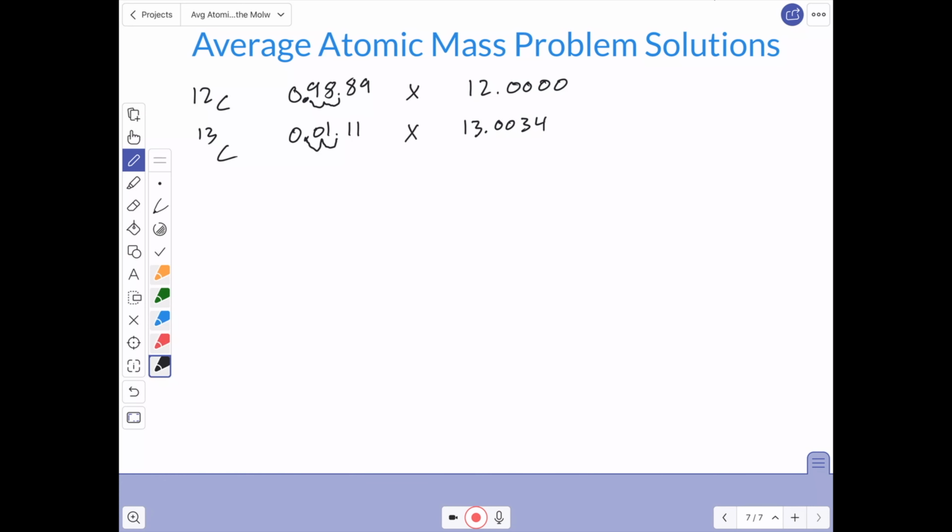Then we're going to multiply. I'll go ahead and do my sig figs now. 4, 3, 2, 3, 4, 5, 6. 1, 2, 3, 4, 5, 6. All right, we're going to multiply the 0.9889 by 12.0000.